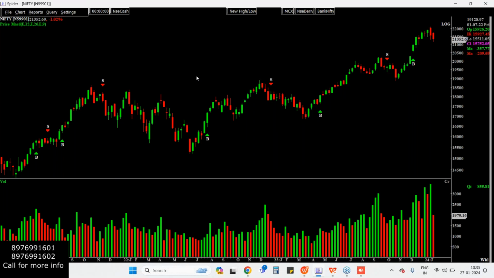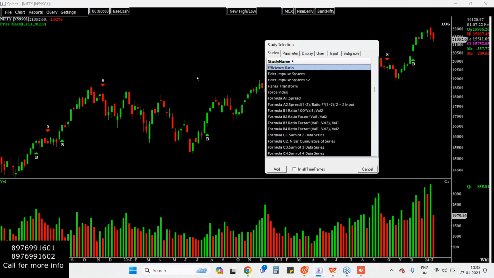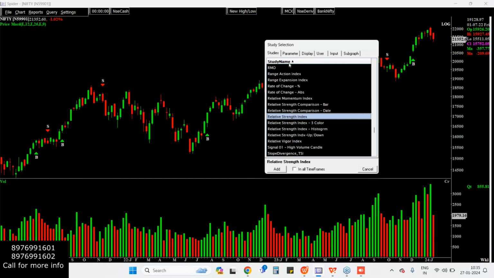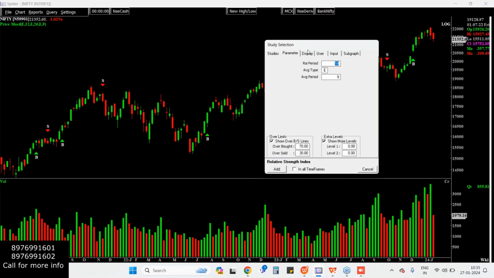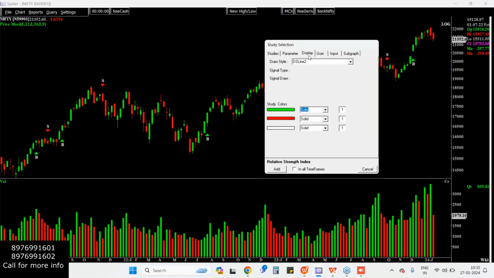For example, if you want to do it for RSI, press S, go to RSI over here, relative strength index, go to parameters. Don't change anything in parameters, though if you want to, you can. Then going into display, for the draw style you have to click on signal. Then if you want it at the crossover, go to crossover, then you can click on triangle or circle. It's up to you. Keep this in your notes that you have to change it under the draw style. Then you have to click on add.